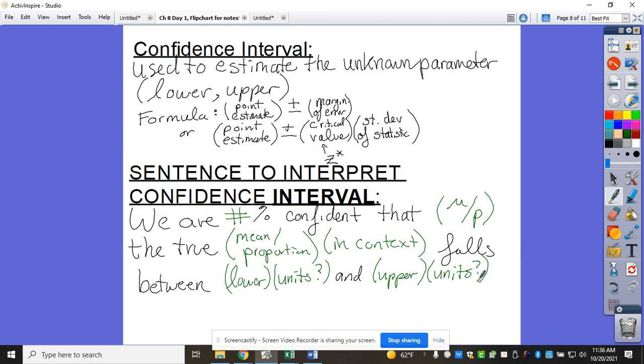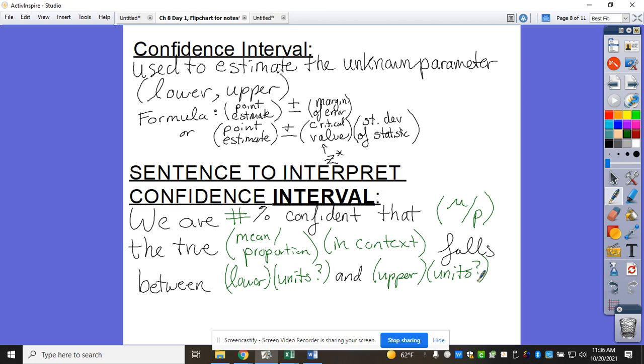Why did I write units with a question mark? If I'm dealing with these two, which one's going to have units? Is p going to have units? No, so that's why I put the question mark. Mean would have units, or should typically have units, but proportion's never going to.